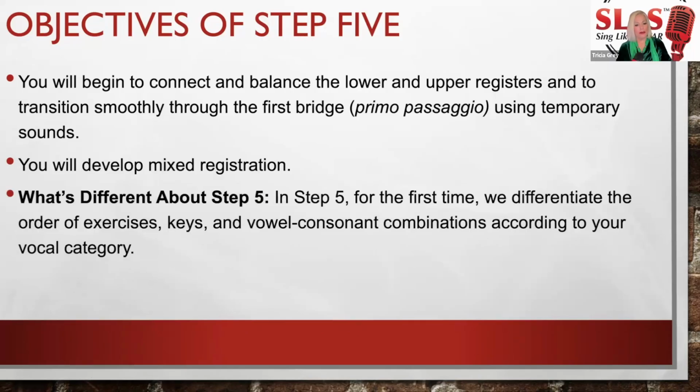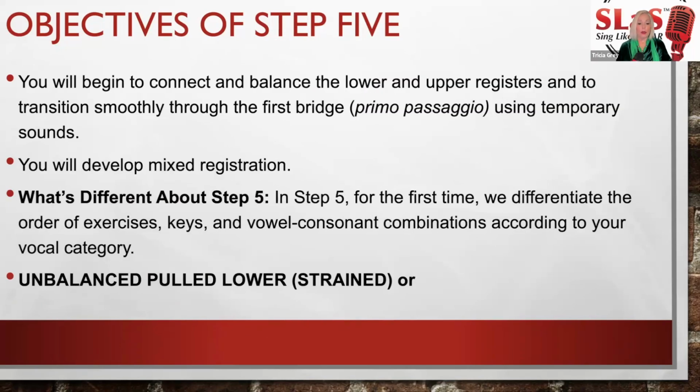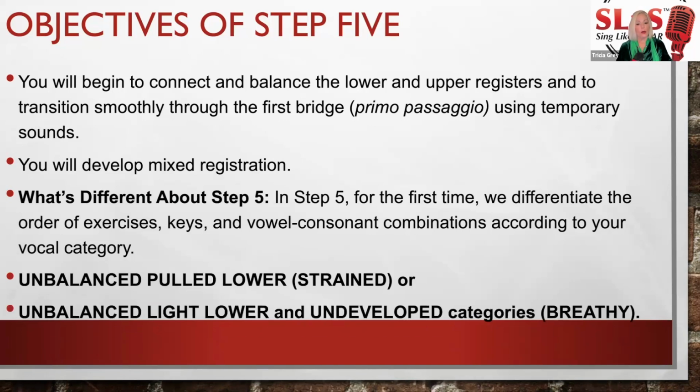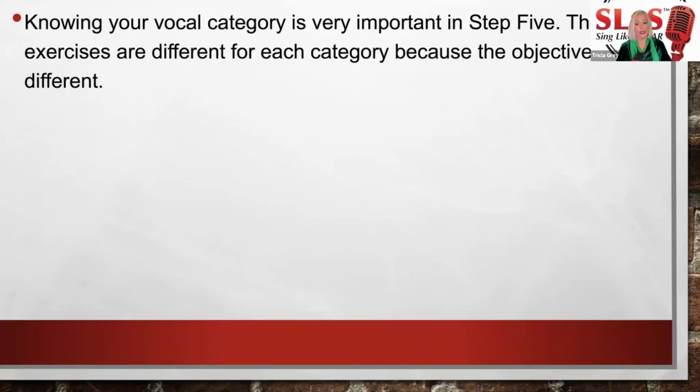What's different about step 5? In step 5, for the first time, we differentiate the order of exercises, keys, and vowel consonant combinations according to your vocal category. The categories are unbalanced pulled lower, that's the singer who strains for the high notes, or unbalanced light lower and undeveloped categories, that's your breathy singer. Knowing your vocal category is very important in step 5. The exercises are different for each category because the objectives are different.